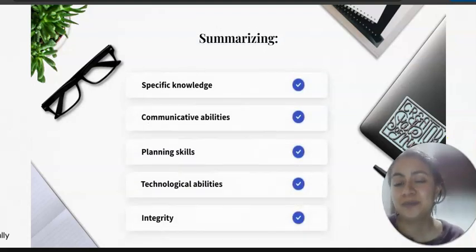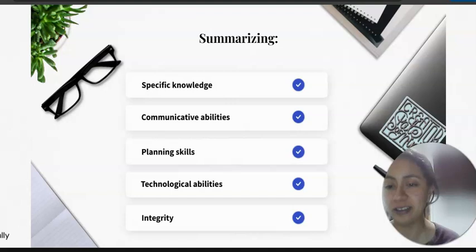Then, summarizing, an ideal teacher must have the specific knowledge of their area, communicative abilities to make students understand what they are communicating, planning skills to take advantage of the resources and the characteristics of the students, of course technological abilities to develop everything that I mentioned before, and of course, integrity to form better people or better citizens.